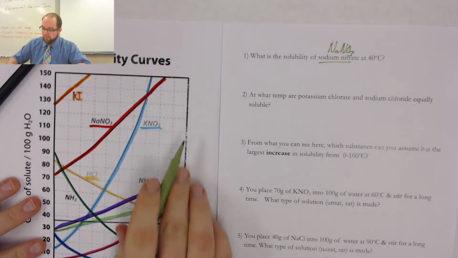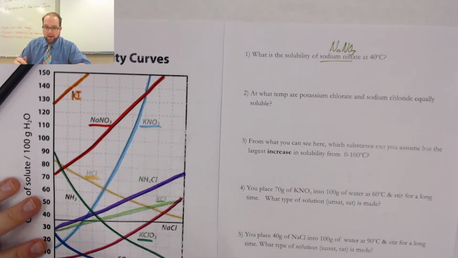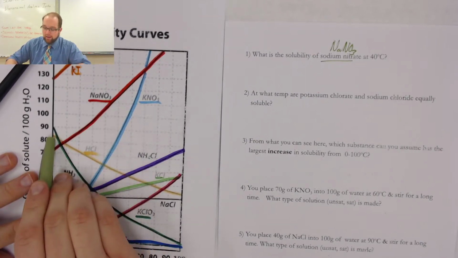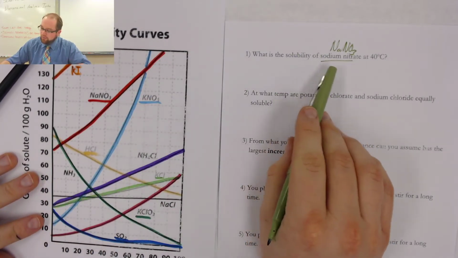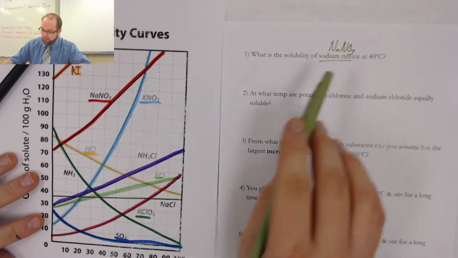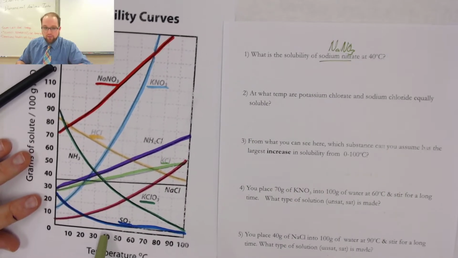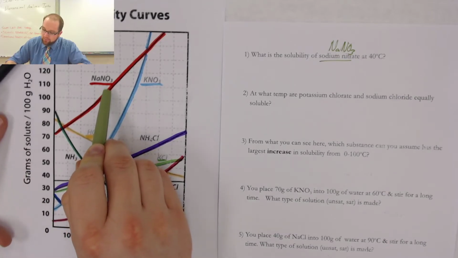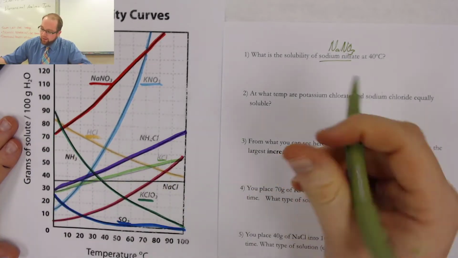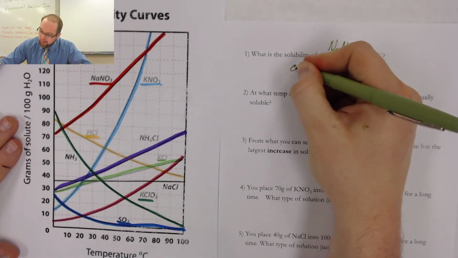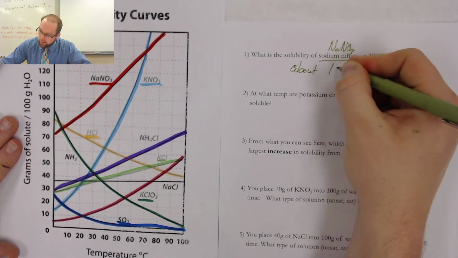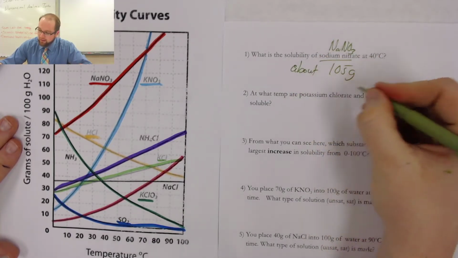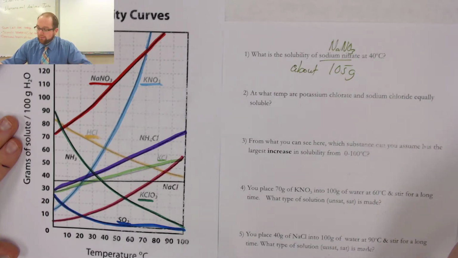So when I look on my graph here, I'm going to look for the NaNO3 line. That is my red line here. And it says, what is the solubility at 40 degrees Celsius? So I'm going to go from 40 degrees Celsius up to the point on the red line. For me, that looks like it's between 100 and 110. So I would say about 105 grams can be dissolved at that point.